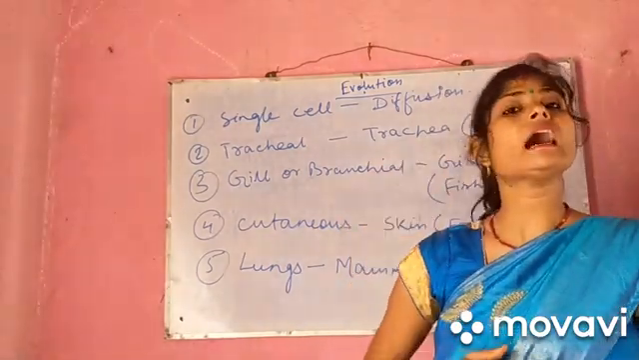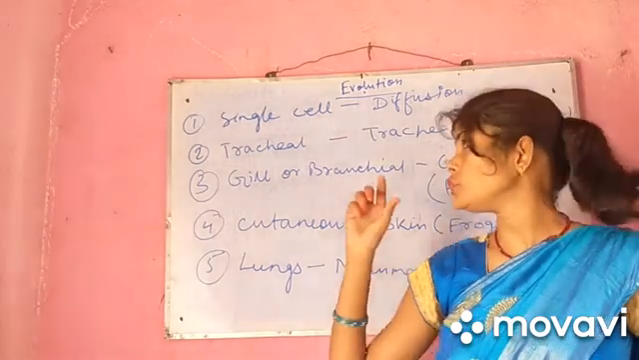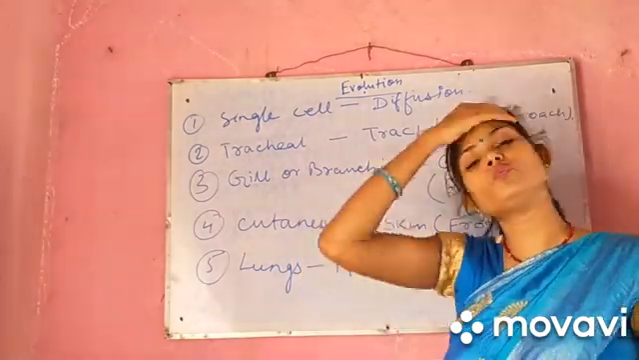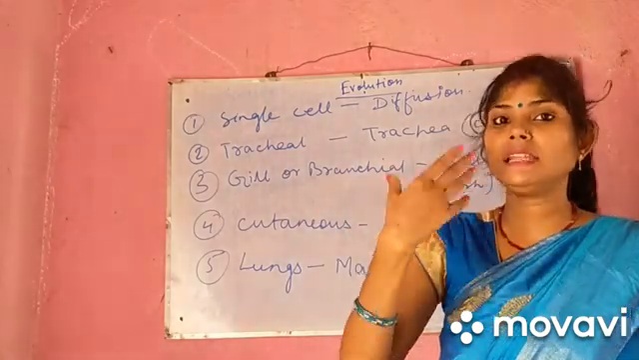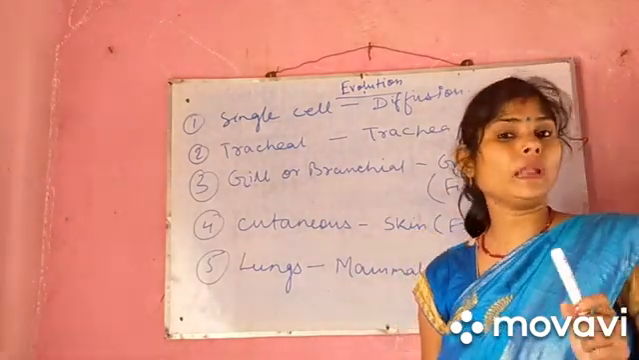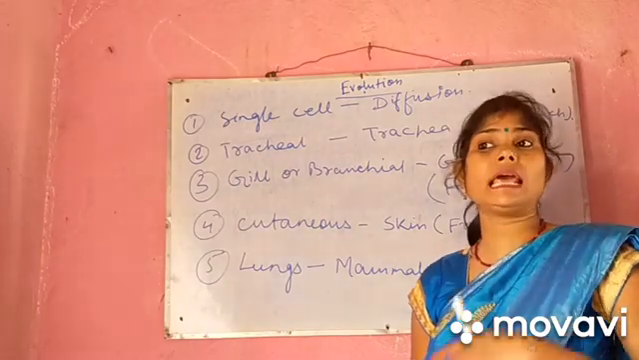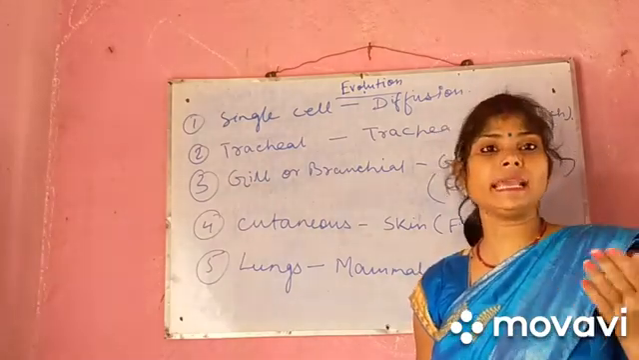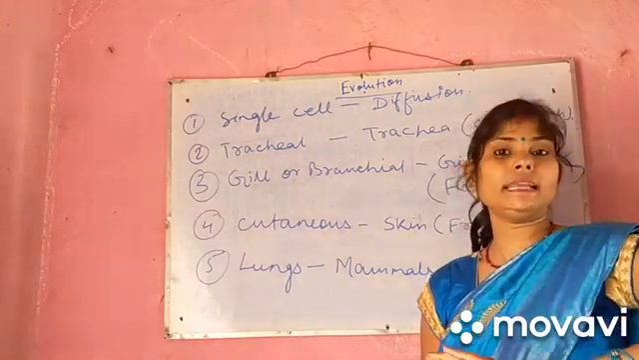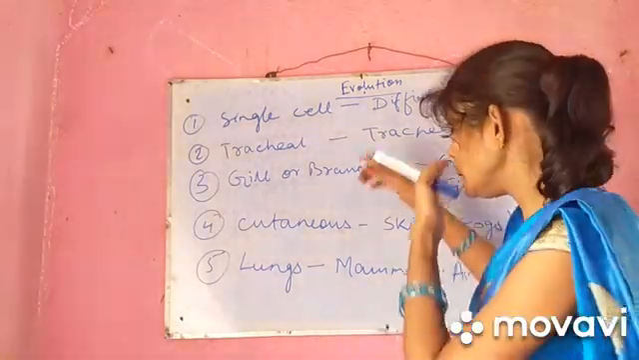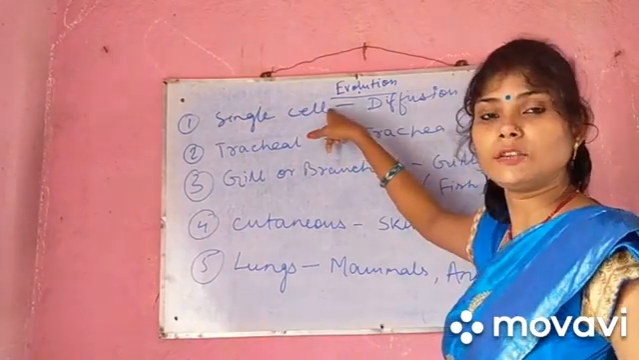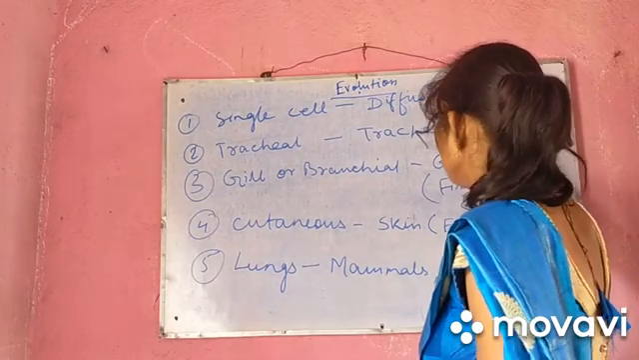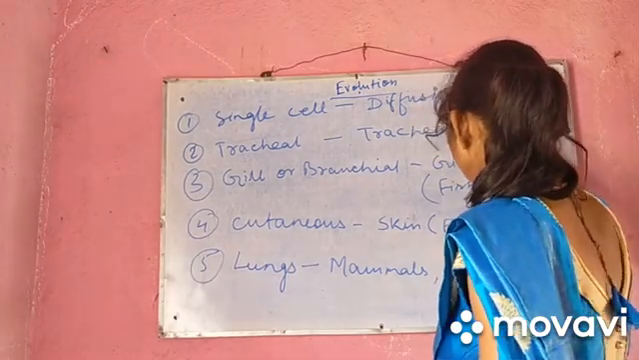In the next class, I will give you the topic of respiration in plants. We know in animals we take in oxygen and release carbon dioxide. But in plants, few plants take in oxygen and release carbon dioxide, while many plants take in carbon dioxide and release oxygen. In single celled organisms, for example amoeba, the mode of respiration is by the process of diffusion.